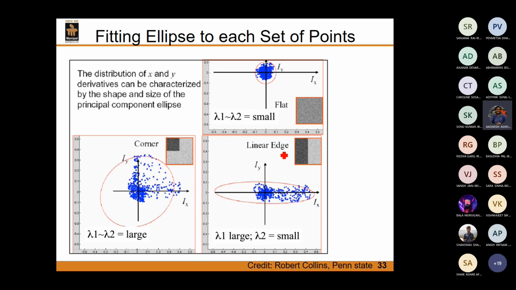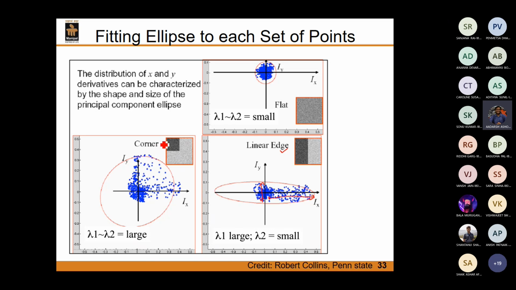But if you're taking a linear edge, and I'm trying to fit an ellipse, it might look somewhat like this. And you'll see that the major axis would have a much larger value as compared to the minor axis over here. So by looking at this ellipse, we can say that this is a region which has a particular linear edge along this particular direction. So by looking at the ellipse or comparing it with this, we can make out that difference.